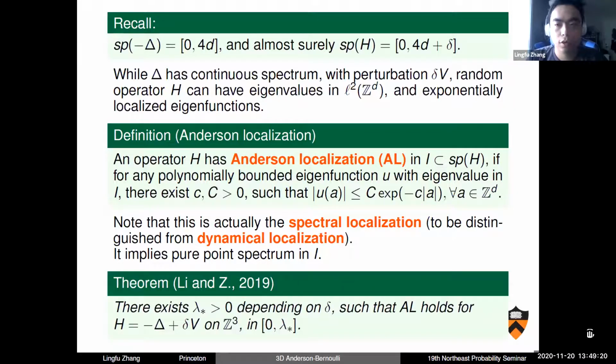Okay, so what's our result? We prove that for the Bernoulli potential case, in the 3D lattice, Anderson localization happens near the edge of the spectrum. Here I'm just stating it in terms of the lower edge, but via symmetry, you can see that it also holds for the upper edge.